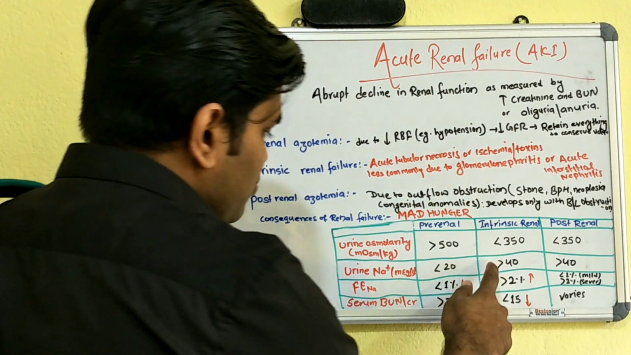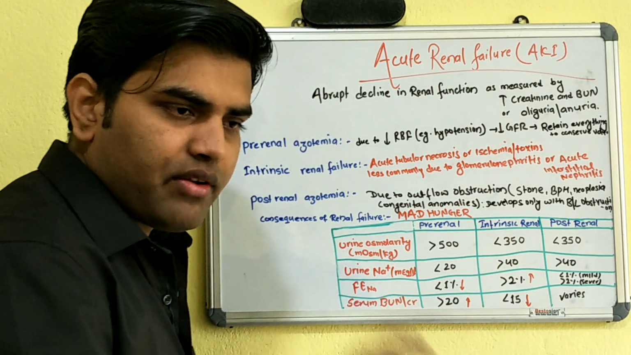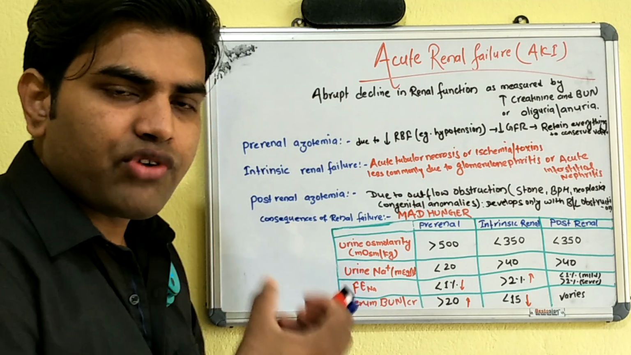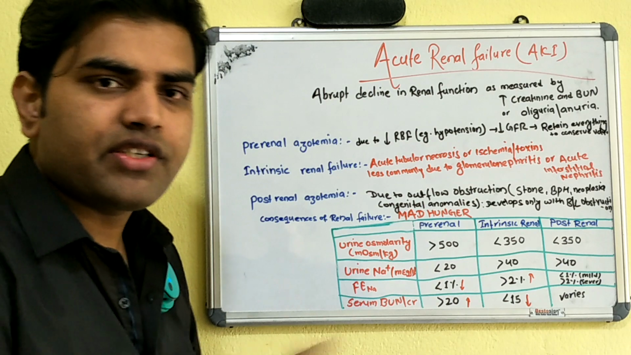Okay, then comes the sodium part. When we come to the kidney tubules, if a certain part is damaged, sodium is not absorbed. If sodium is not absorbed, then what will happen? It will be excreted into the urine.